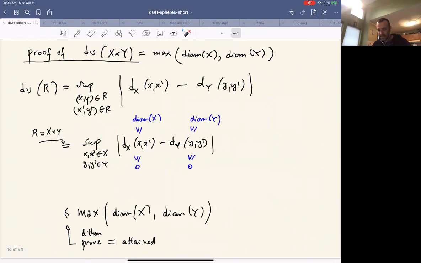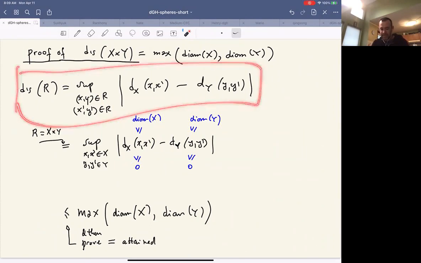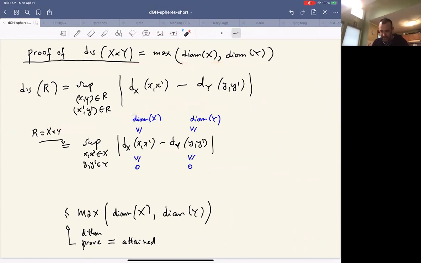Let me quickly show you how this is achieved. It's a simple calculation that I think is pedagogically useful if you haven't seen the definition of distortion before. Recall the definition of distortion for an arbitrary correspondence. Here the pairs (x, y) and (x', y') are constrained. They cannot be taken outside of the correspondence. But when R is X cross Y, the constraint disappears. So in reality, this term could be anything from 0 to the diameter.